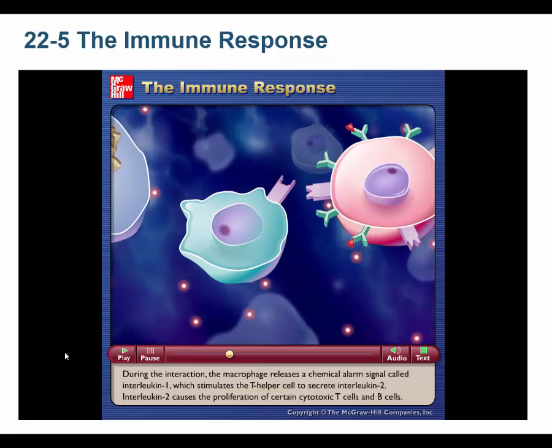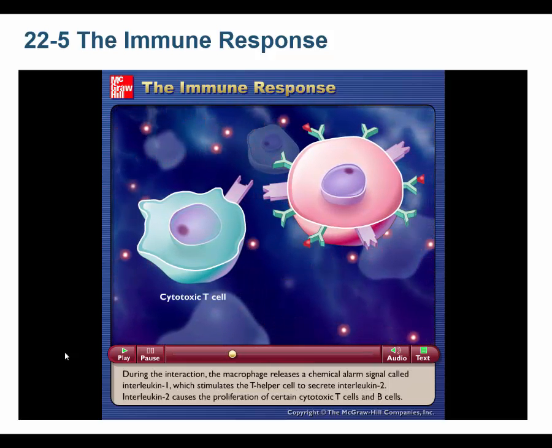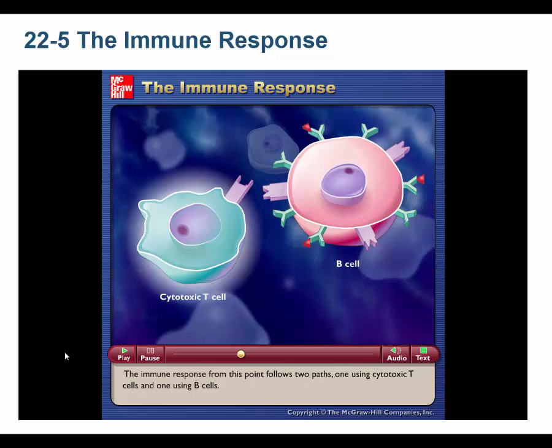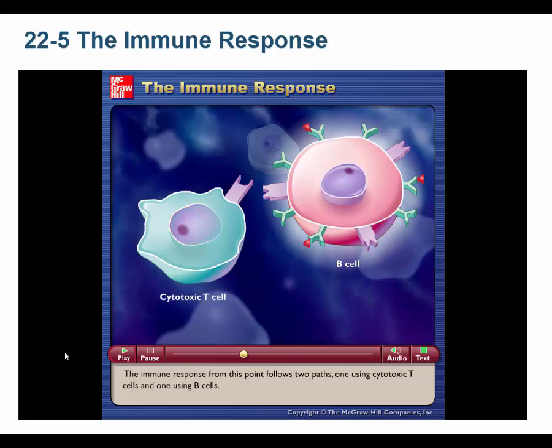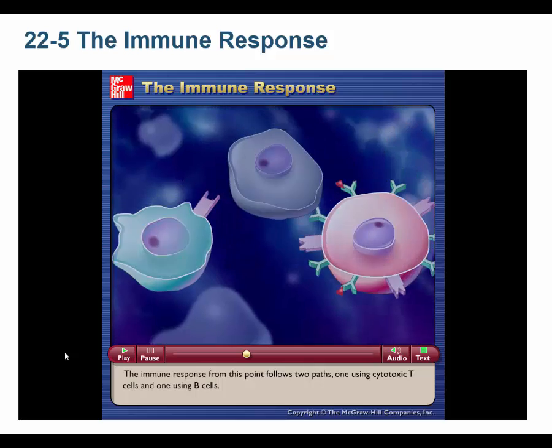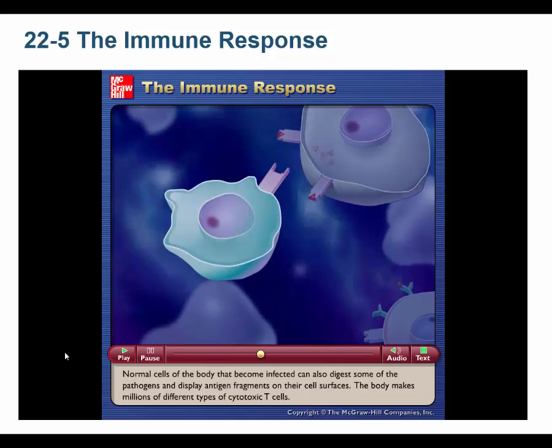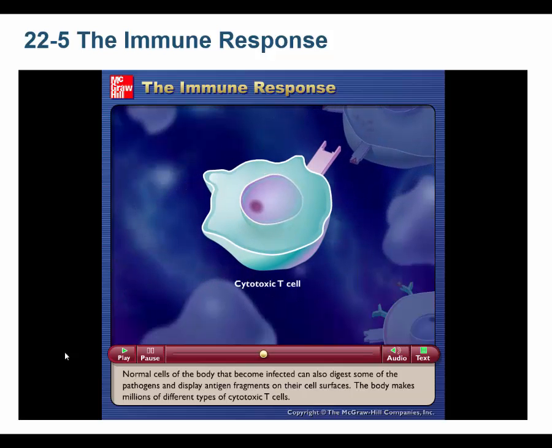Interleukin-2 causes the proliferation of certain cytotoxic T cells and B cells. The immune response from this point follows two paths, one using cytotoxic T cells and one using B cells. Normal cells of the body that become infected can also digest some of the pathogens and display antigen fragments on their cell surfaces. The body makes millions of different types of cytotoxic T cells. Each type is able to recognize a particular antigen.